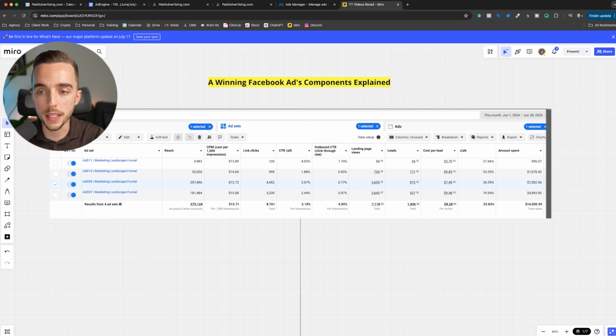So, a winning Facebook ad's components explained. Now, this is one of our info product clients right here, and I want to show you some of the results that we've gotten for their latest webinar. Our goal was to generate as many leads as we possibly could that would then be converted into webinar attendees and then be sold on the webinar to become customers of this info product client. So in other words, what we're running here is a webinar funnel.